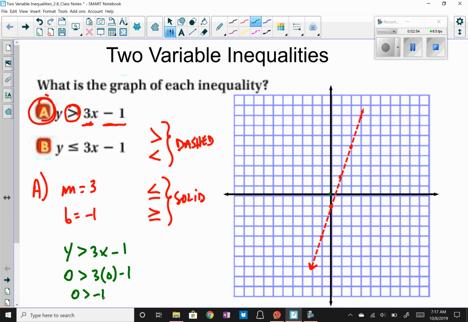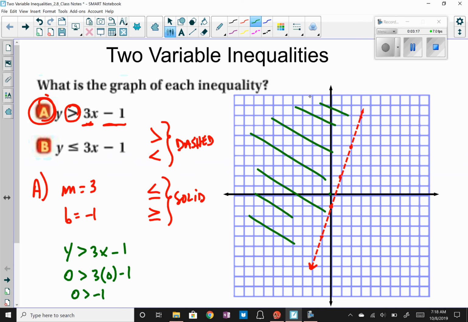So I come up with 0 is greater than -1. So we have to determine, is that true or false? Since that's true, we're going to shade the area that contains the test point. So the shading would look like this. And now the graph is complete.